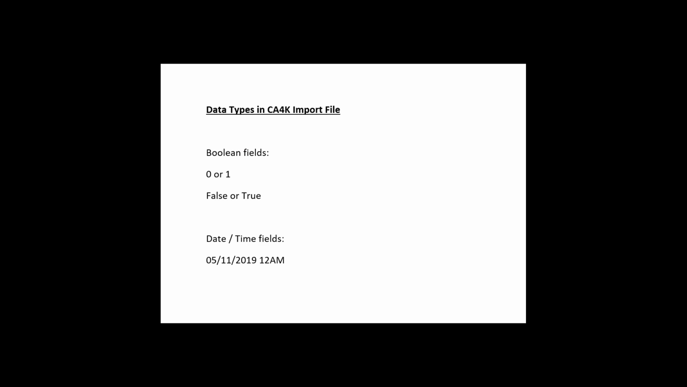Before we discuss the Import-Export utility, let's briefly discuss the data types the Import-Export file can contain. Many fields in an import file are Boolean fields. The most common syntax for a Boolean field is a 0 or a 1. It can also be false or true. The next data type in the CA4K is the date-time field. The syntax for the date-time field is displayed on the screen and is the date followed by 1 space and then the time. In the CA4K, the time is only hourly and not minutes.